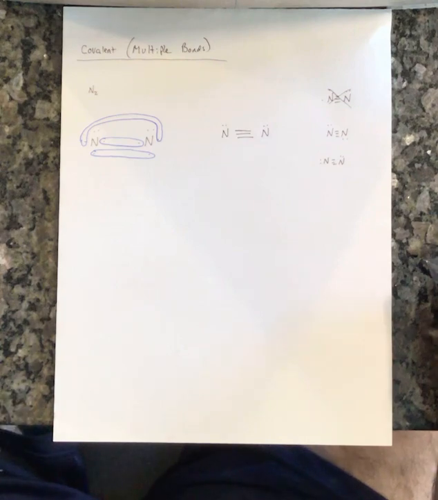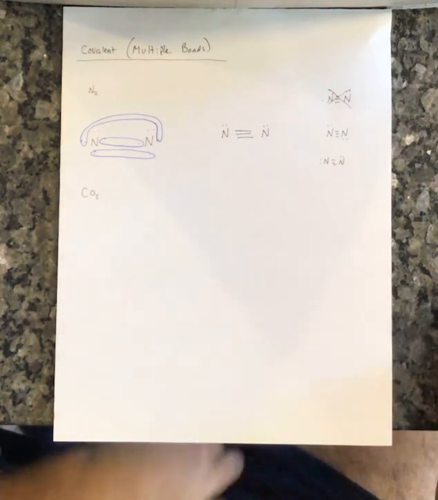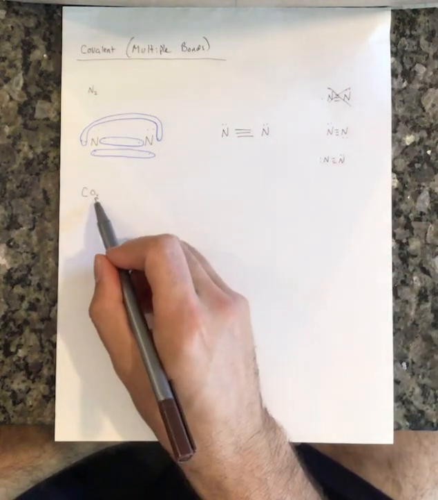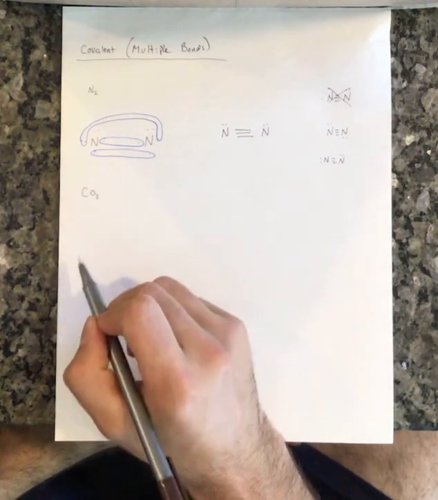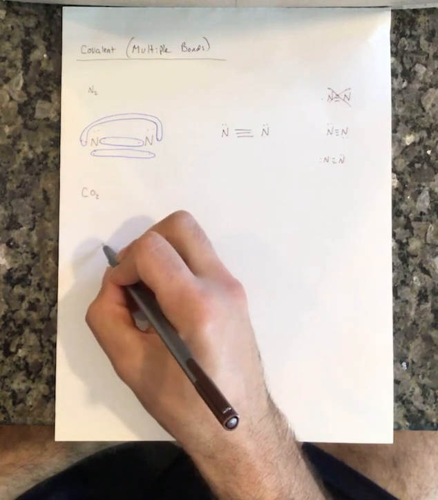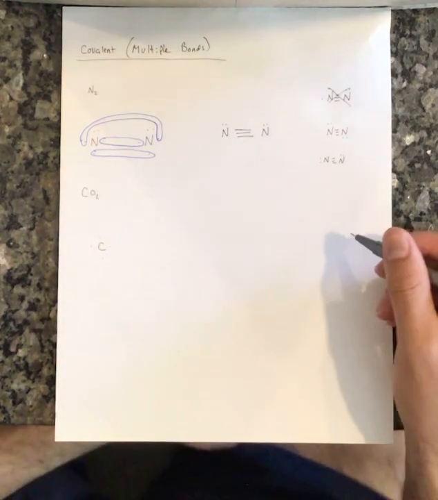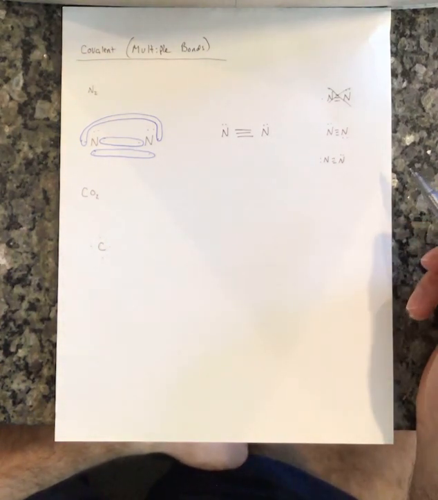All right, let's try another one. Let's try CO2, carbon dioxide. So in order to draw this, whichever one has less, that's our middle. So carbon is our lesser amount. So we have carbon, 1, 2, 3, 4. And we're going to have two oxygens. Now, where are these oxygens going to go?